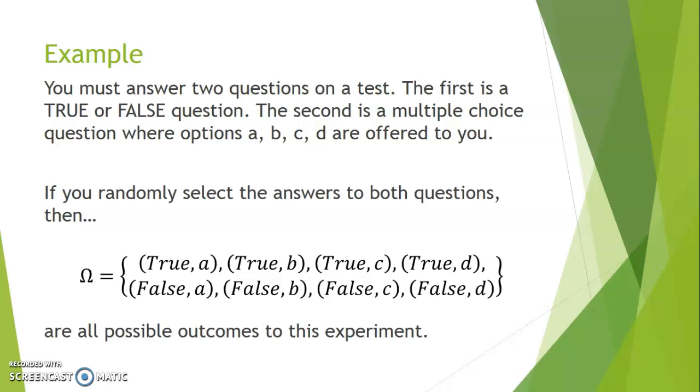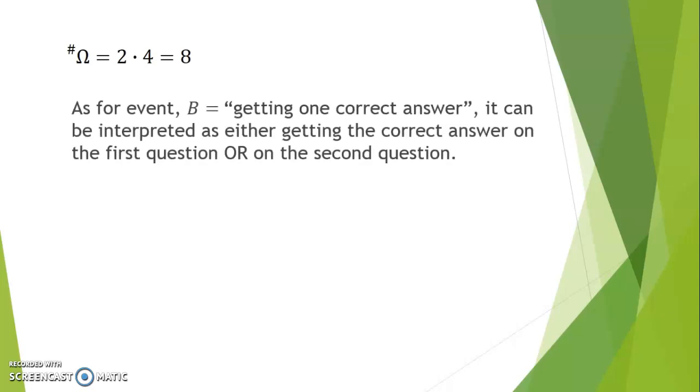So let's review the situation where you have a true or false question followed by a multiple choice question with options A, B, C, D. We had said that there were 8 arbitrary ways or random ways to select those 2 answers, and our list is still provided here. So the size of the sample space, with the cardinality of omega, is 8. Now suppose B represents getting 1 correct answer, and I mean exactly 1 correct answer. It can be interpreted as getting either the first answer correctly or obtaining a correct answer on the second question, but not both.